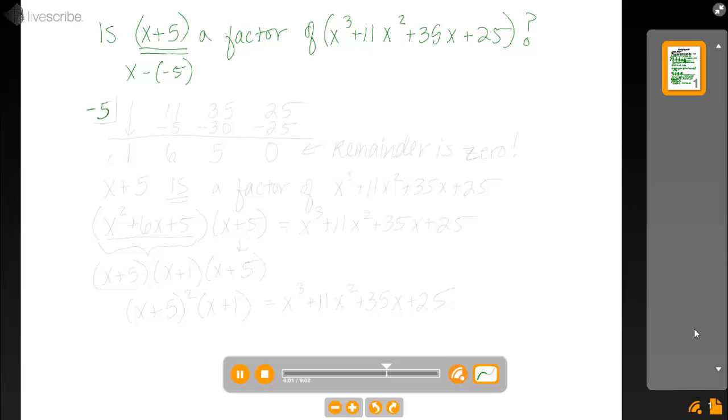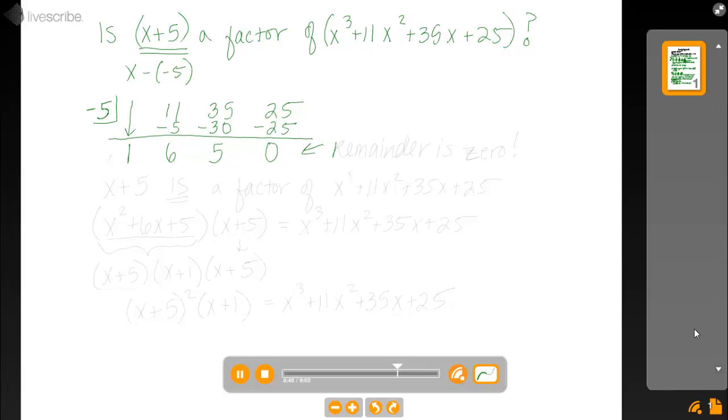A goes up in the corner, but notice now it's a negative 5 because we were dividing by x plus 5. Our coefficients are, notice that the coefficient of x cubed is just 1, and then 11, 35, 25. There are no 0 placeholders here because all terms are accounted for. Cubic, quadratic, linear, constant, all there. Always bring down that first coefficient, that's a 1. Multiply, add, multiply, add, multiply, add.